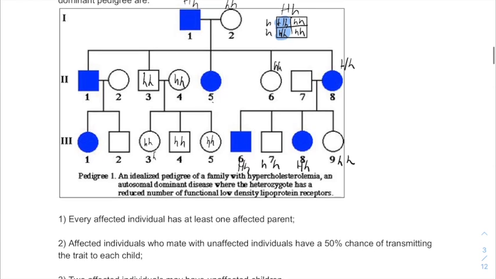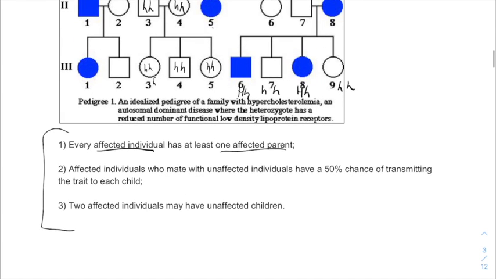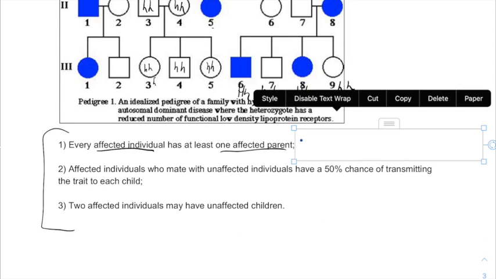So you can see these are the characteristics of this trait. Every affected individual has at least one affected parent. The affected individual who mates with an unaffected individual has a 50% chance of transmission, and two affected individuals may have unaffected children.